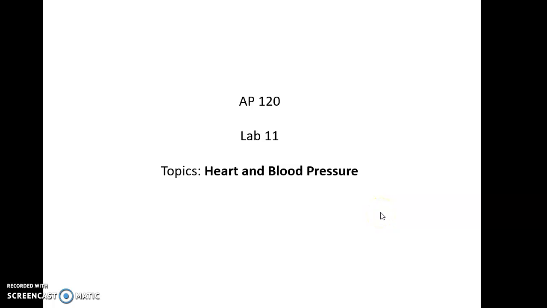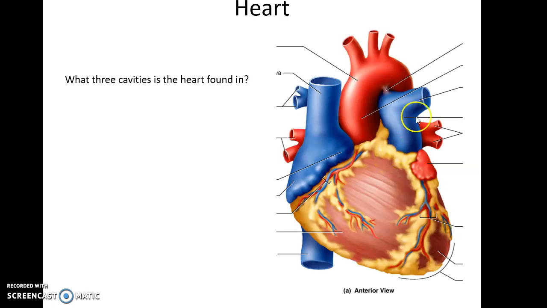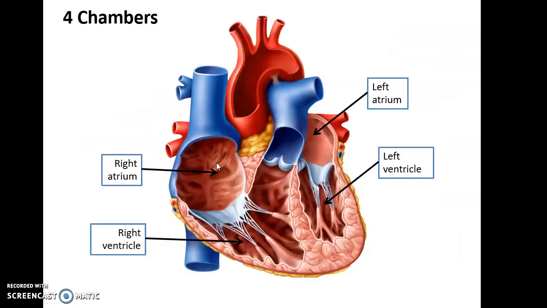AP 120, Lab 11, topics heart and blood pressure. So here is the heart in cartoon form. What three cavities is the heart found in? I hope you came up with thoracic cavity, pericardial cavity, and mediastinum.